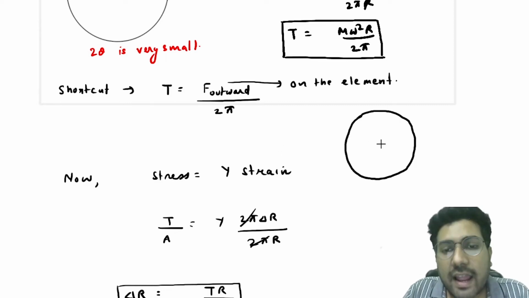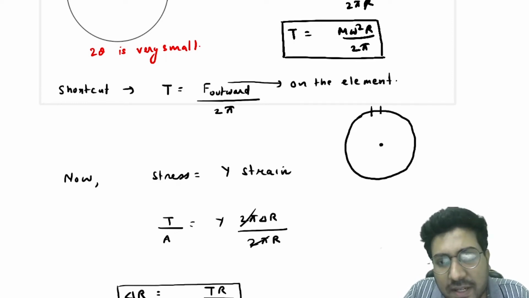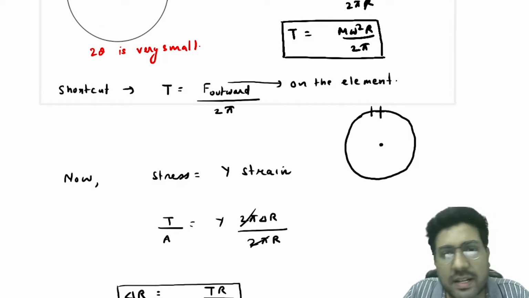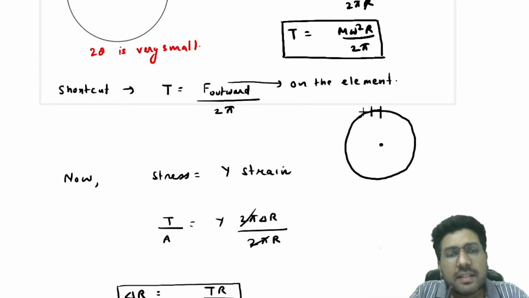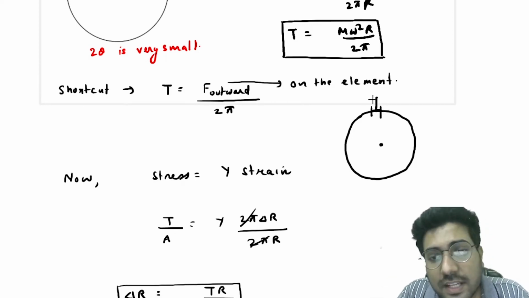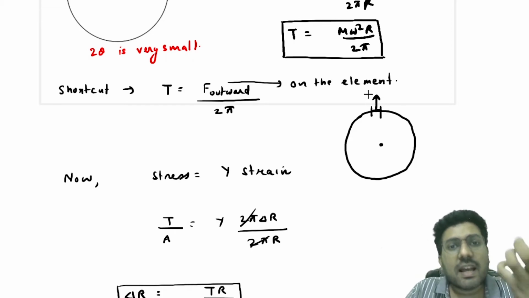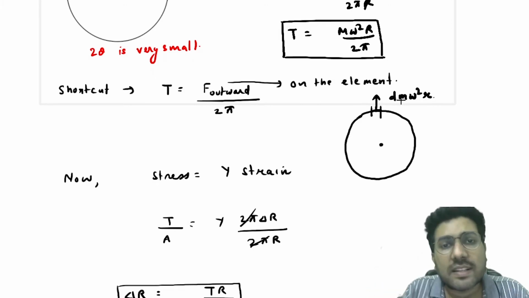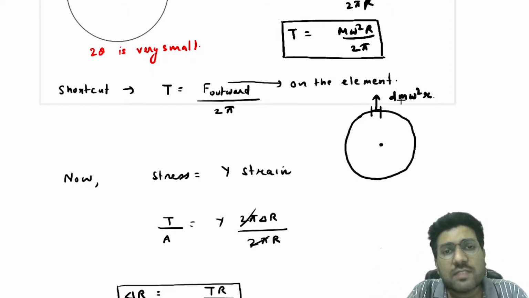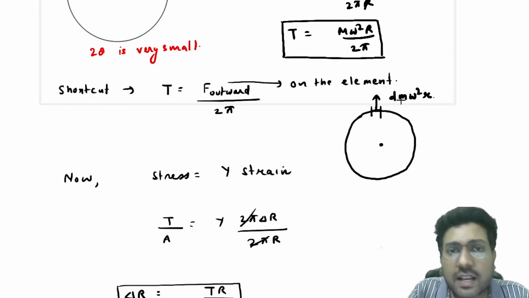Okay. And just sit in this ring and sit on this element. This is a very small element. You know that if you sit on this element, then you will experience a centrifugal force. That will be the outward force. And what will be the centrifugal force? dm omega square r. Okay, centrifugal force is what? The pseudo force which you experience when you sit on the frame of the circle.